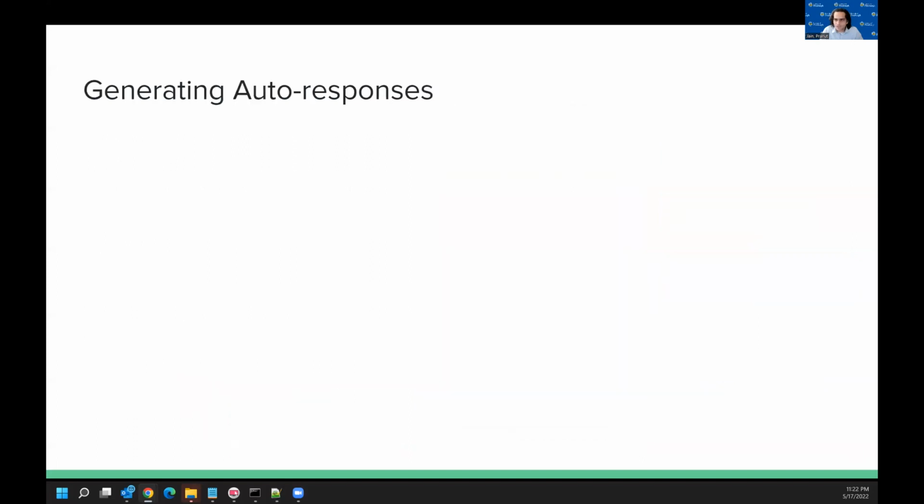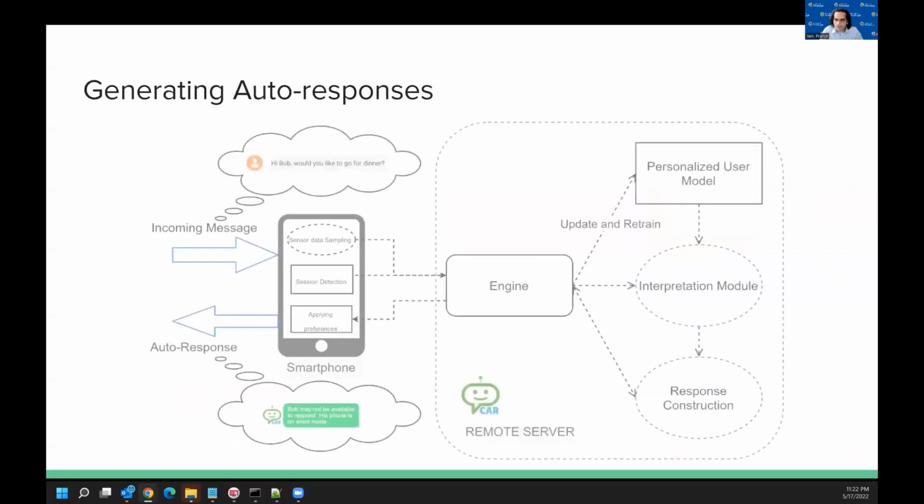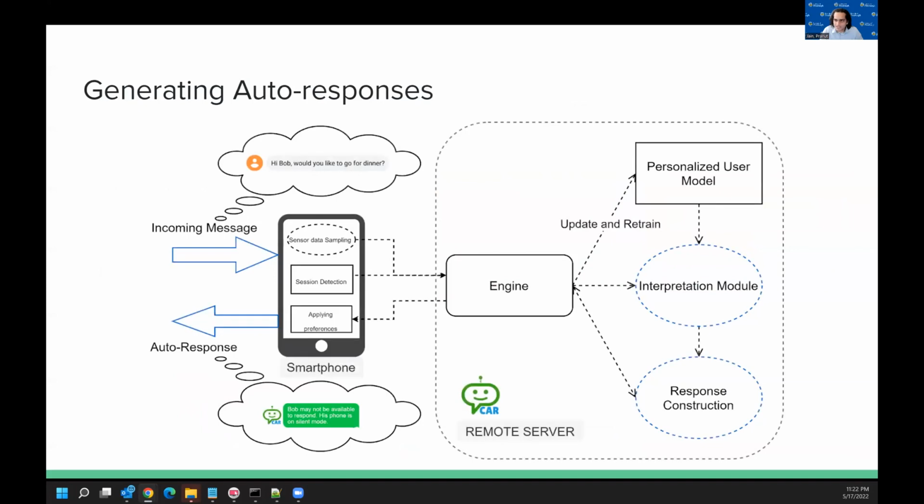Our system comprised of two main parts. The Android application collects sensor data and messaging session information, which is then sent to the remote application server. This server hosts the personalized user model, which is then used to predict a user's state and identify important information related to that state. In the interest of time, I will not be able to go into the details of this design and various components.